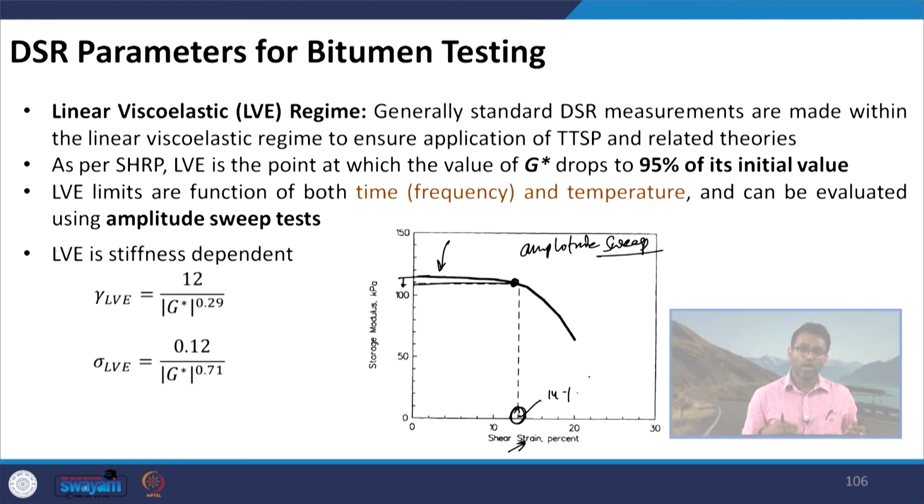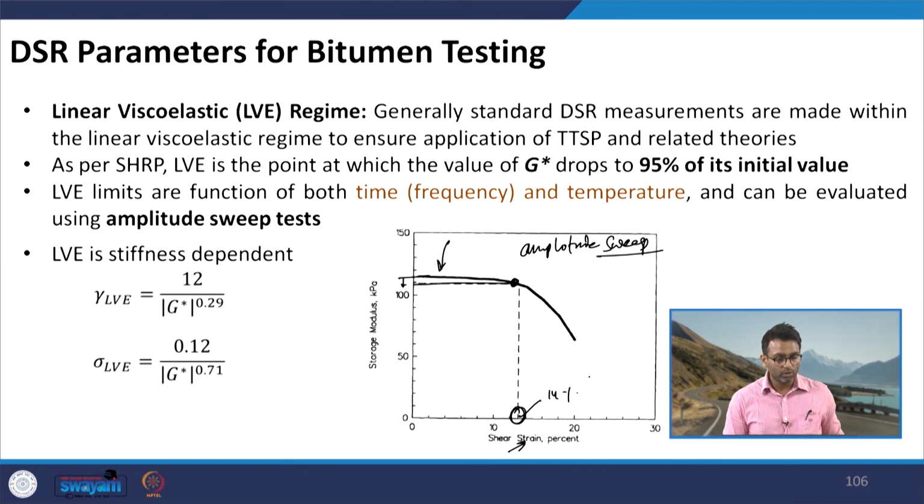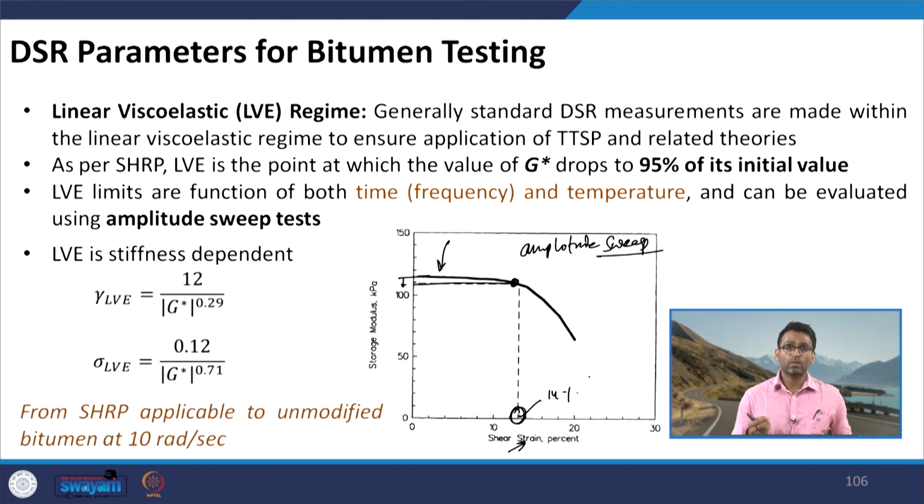Under the Strategic Highway Research Program, when they were working to develop this PG grade specification, a lot of testing was done on unmodified bitumen. Now, this is a caution here that these equations which they state are mostly applicable for unmodified bitumen. They found that the LVE limit can be related to the stiffness of the material, and I think it is obvious because stiffness is a parameter which depends on temperature and time, and so with respect to stiffness we can define the LVE limits for the strain and stresses.